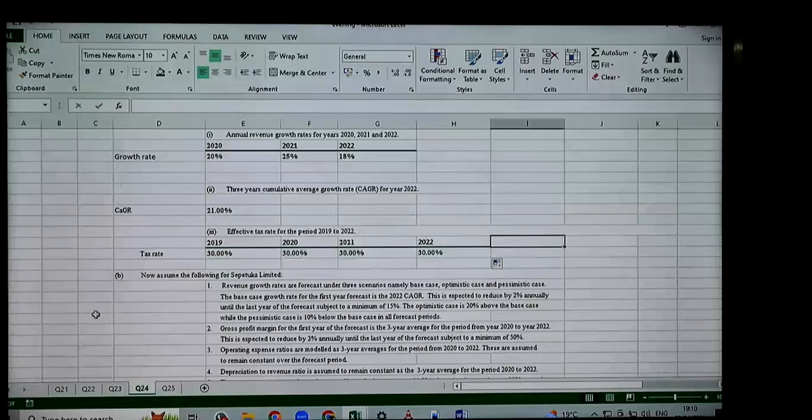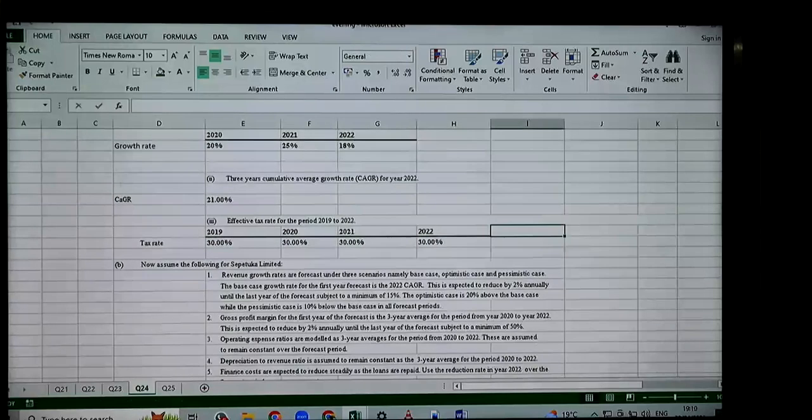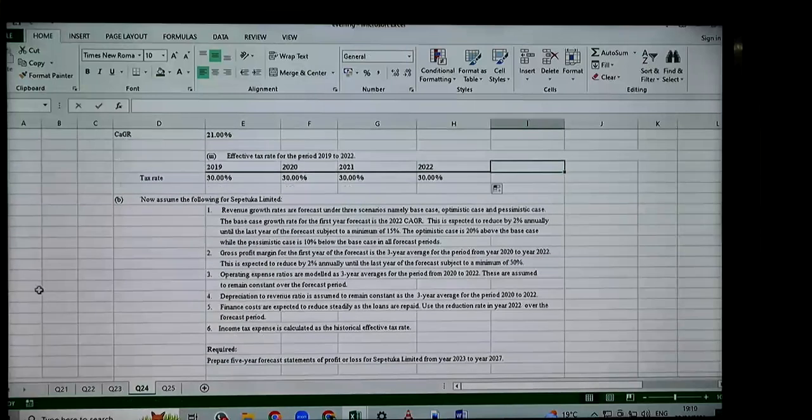Now we'll go to the main part of the question. That one was like an introduction. So here it is. Now assume the following for Sepetuka Limited. Part 1, revenue growth rates are forecasted under 3 scenarios, namely the base case, the optimistic case, and the pessimistic case. The base case growth rate for the first year of the forecast is the 2022 CAGR, this one that we found here, the 21%.